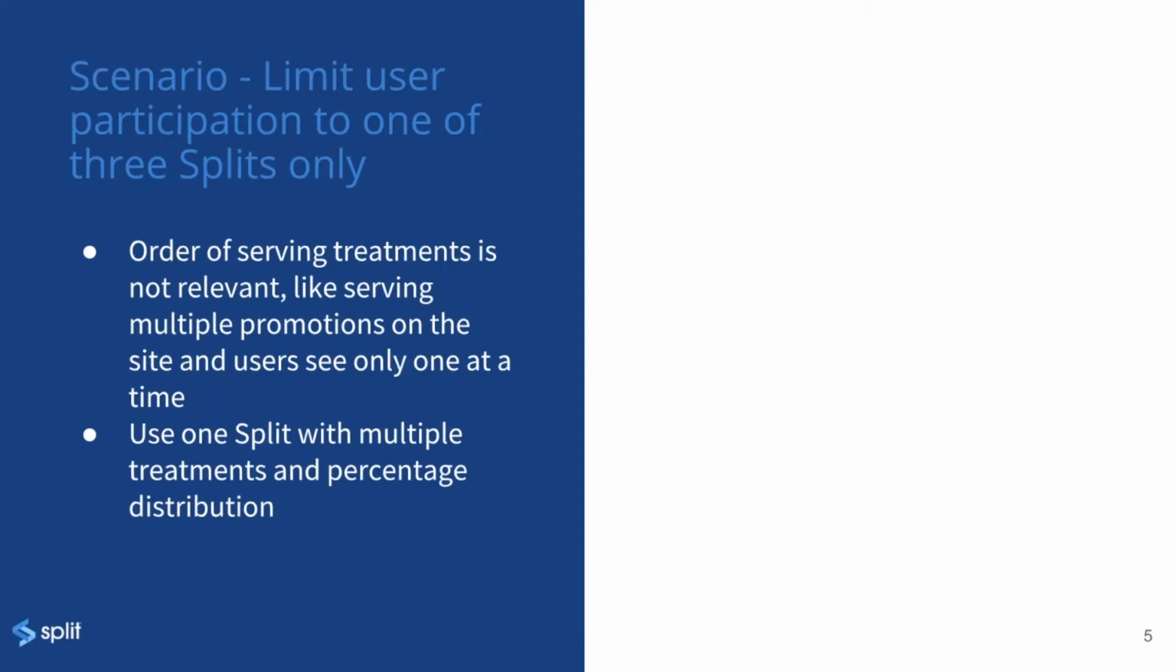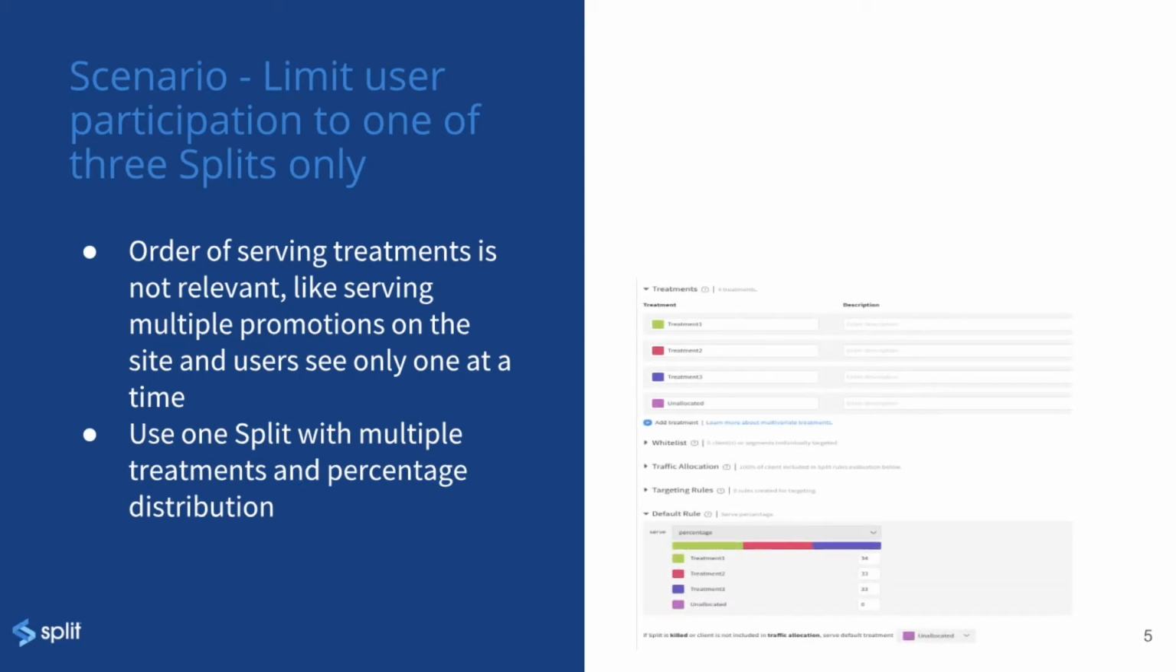Here is our first scenario. Let's say we have 3 promotions on our website, and we want each user to land on only one of these 3 promotions. If I'm thinking of creating a split for every promotion to enable every promotion, that means each user has to go into only one split out of 3. It actually makes much more sense to have only one split and 3 treatments.